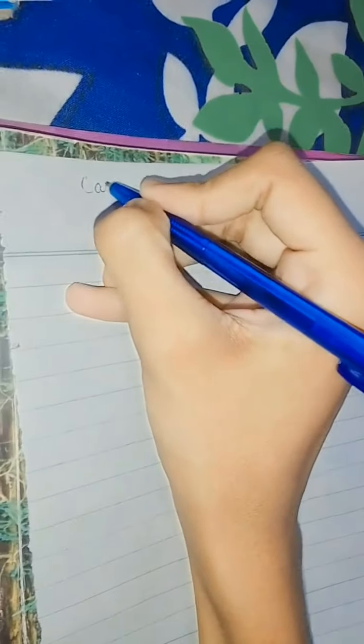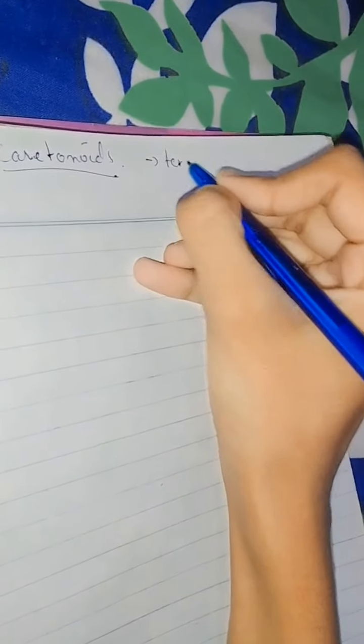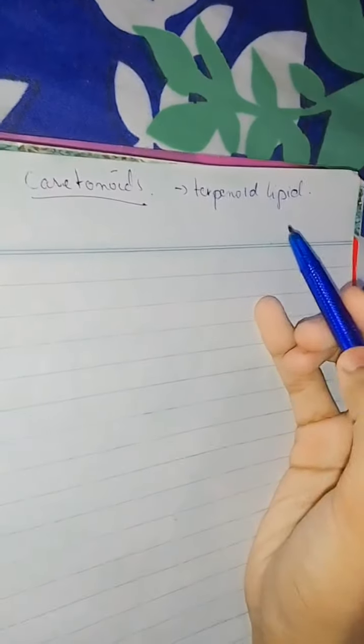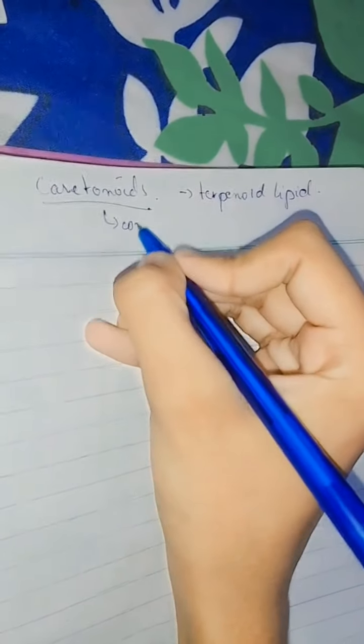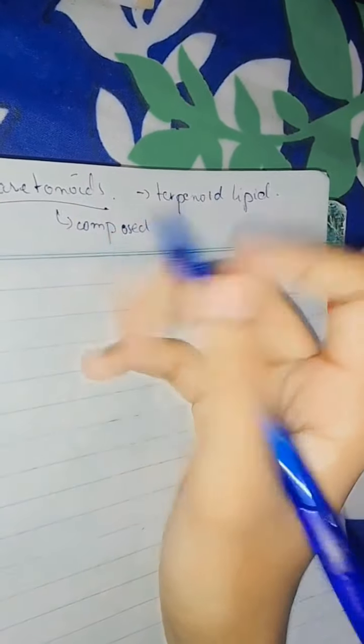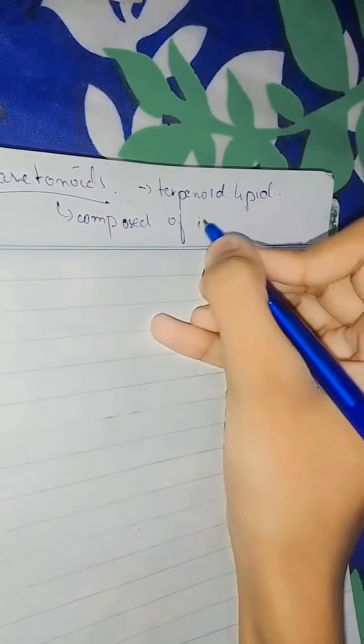Today we are going to discuss carotenoids. Carotenoids are terpenoid lipids. They are composed of isoprenoid units, as we have studied in zoology, like what isoprenoid units and terpenoids are. So basically, carotenoids are terpenoid lipids composed of isoprenoid units.